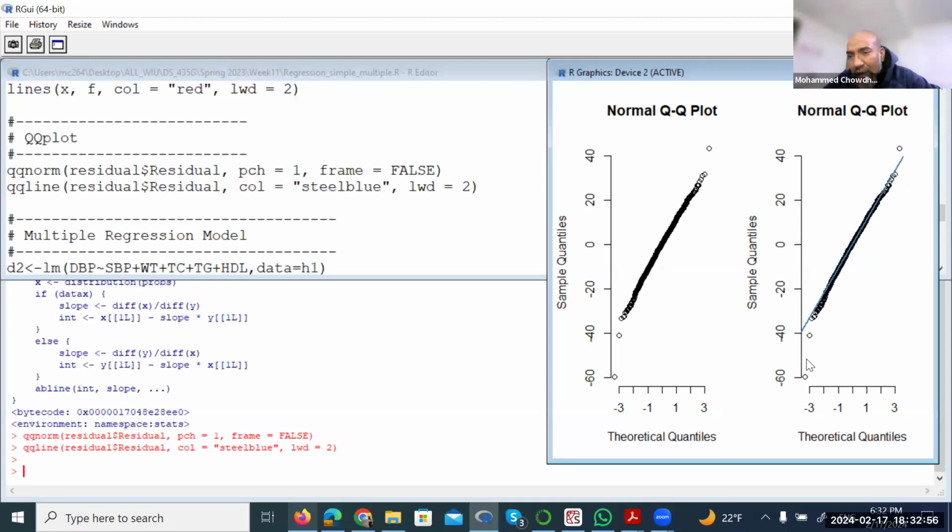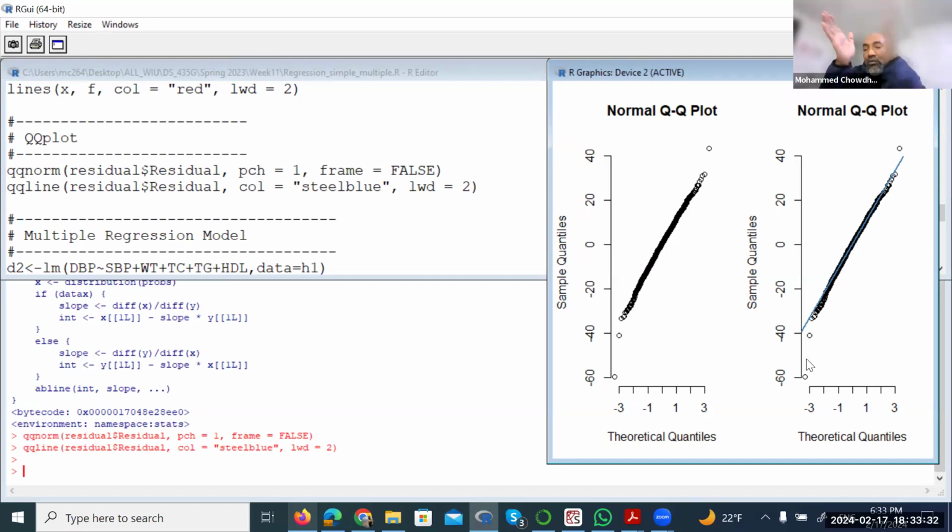So what does this mean? This means I am putting theoretical quantile in the x-axis and sample quantile in the y-axis. What does the sample quantile mean? Sample quantile means the data that we have, that is our sample. So the residuals that we have, that residual is the sample, and we are putting this in the y-axis in the different sample quantiles, and the theoretical quantiles I put in the x-axis.